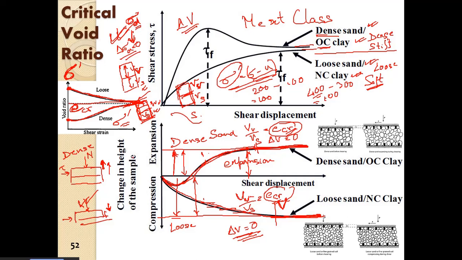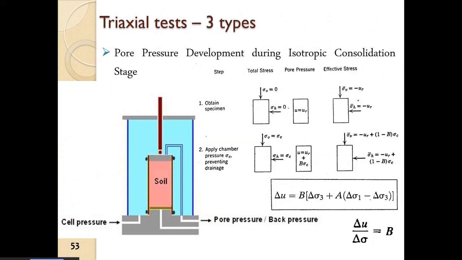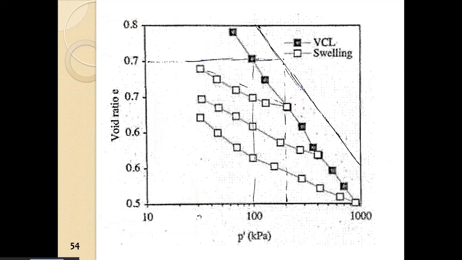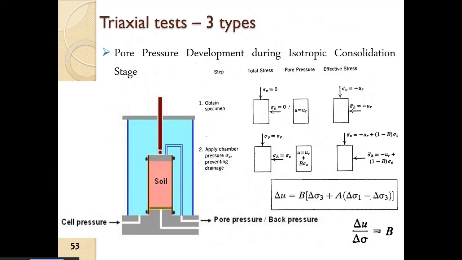So this is basically the definition of critical void ratio. We have to understand what the critical void ratio is. Before going into that, let us revise and understand what effective confinement is, what total stress is, what pore water pressure is, and delta sigma, delta u, and similarly delta sigma dash.